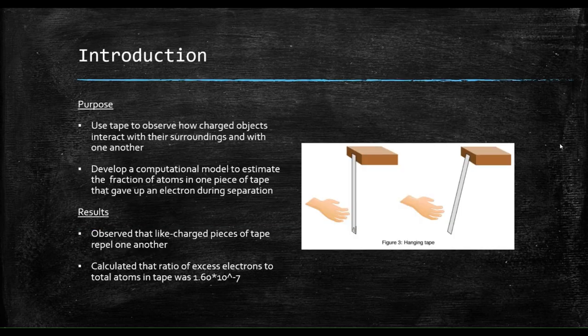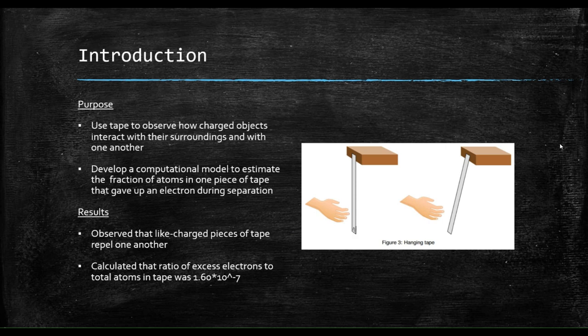A little introduction. The purpose of this lab was to use tape to observe how charged objects interact with their surroundings and with one another, and then to develop a computational model using Python to estimate the fraction of atoms in one piece of tape that gave up an electron when they were ripped apart.